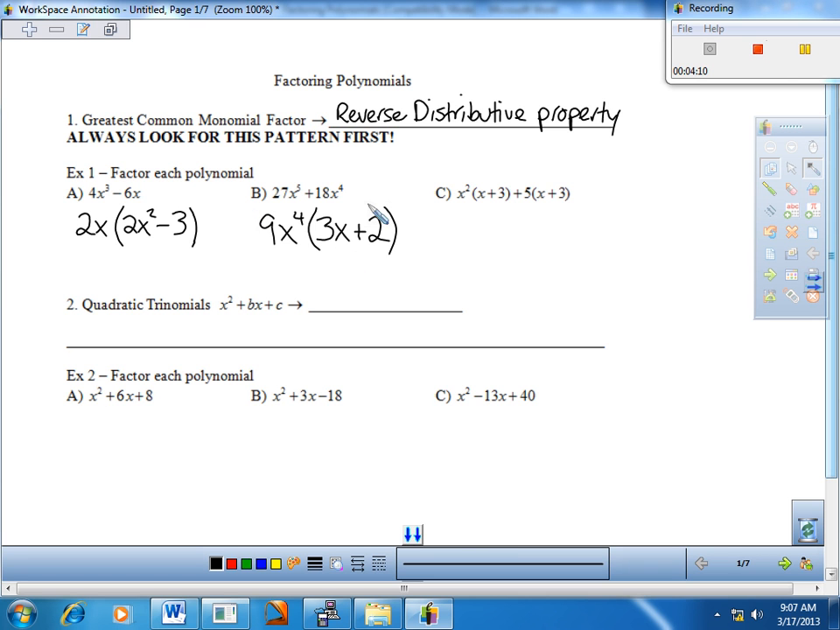Now this one's a good one right here, and I guess it kind of goes against the title of this pattern because it says, as you can see, the greatest common monomial. But watch what happens here when we try to pull out the greatest common factor.